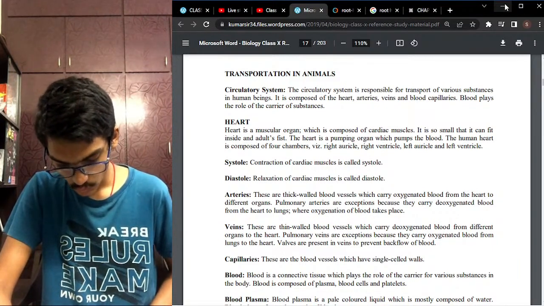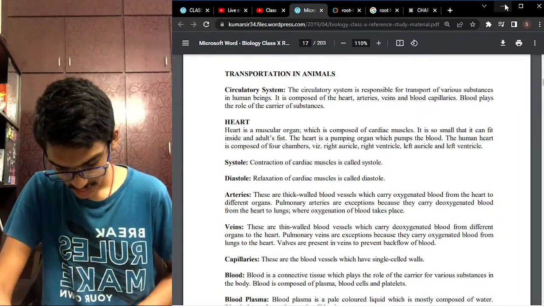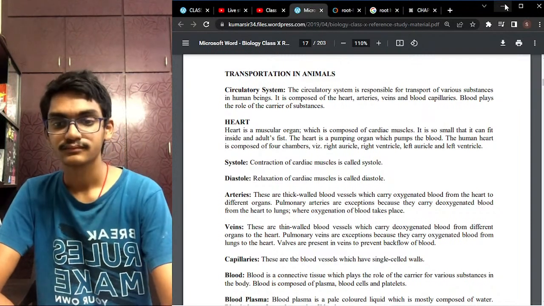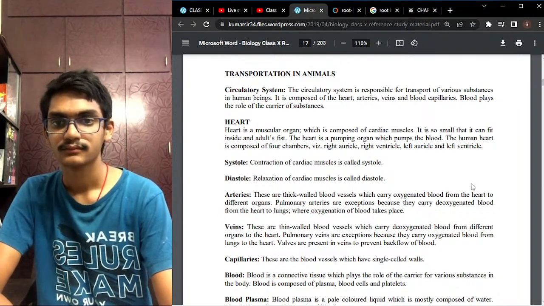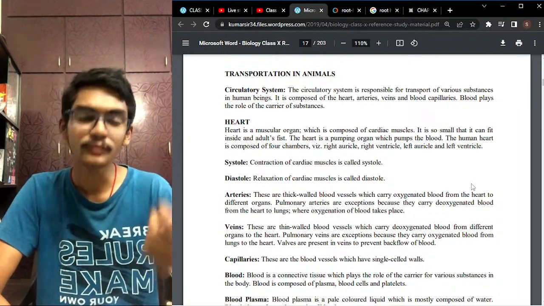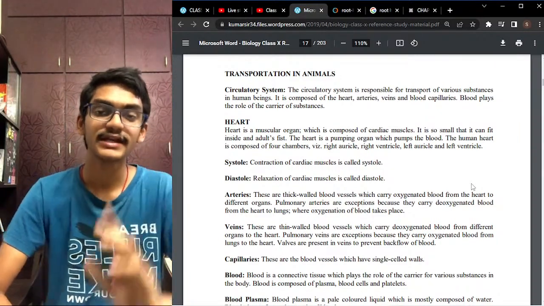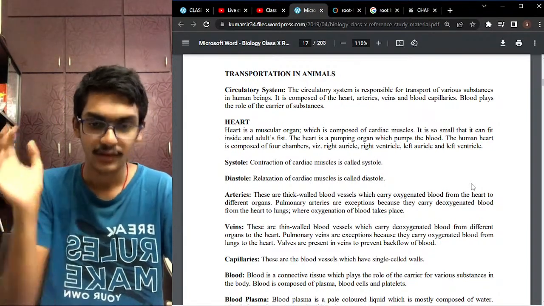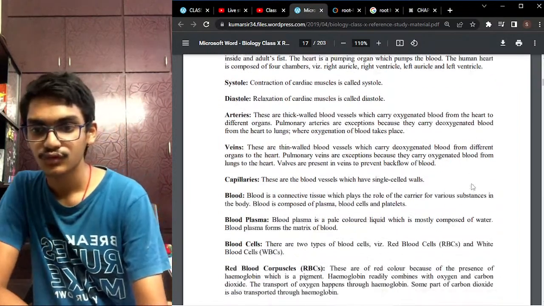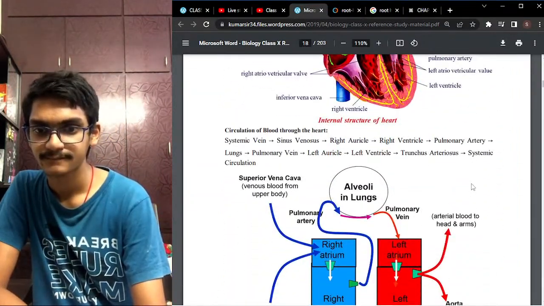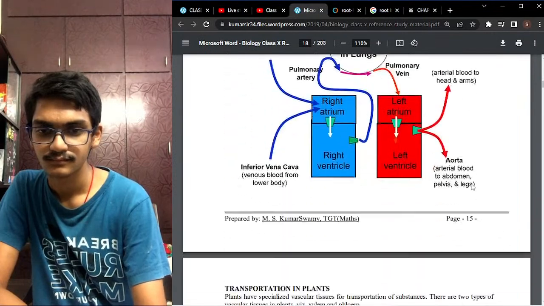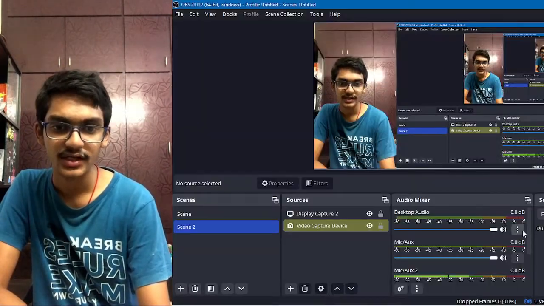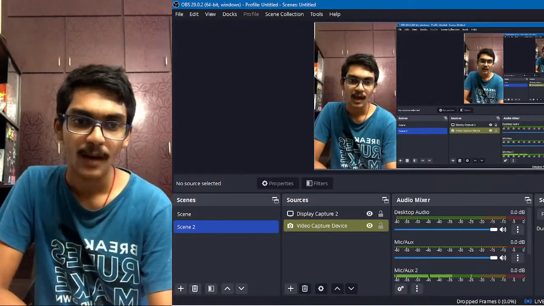So before we go into the topic, let me make a simple flow chart for you. The human transport system is mainly divided into 2 types, that is the blood vascular system and the lymphatic system. Okay, so I guess there is no flow chart which is mentioned here. Let me check if I can do anything in the transportation.